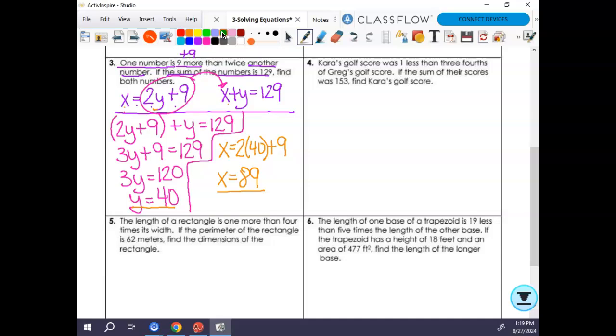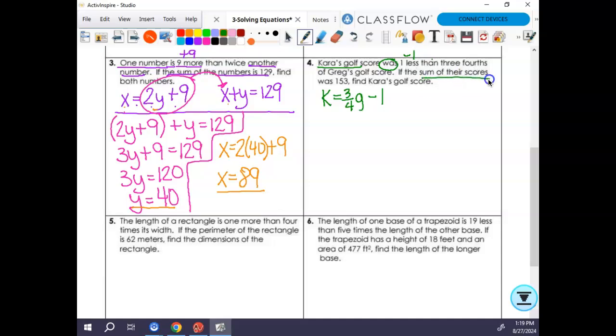Okay, so Kara's golf score was is just a different form of is. So Kara's golf score was or is 1 less, so that's that -1. Then means I'm going to flip it around, so I'm going to have a -1. 3/4 of Greg's, so 3/4 times G. So Kara's golf score is 1 less than 3/4 of Greg's. Plus, once you write it, if you go back and reread it and think about what the little equation means, you can make sure it makes sense there.